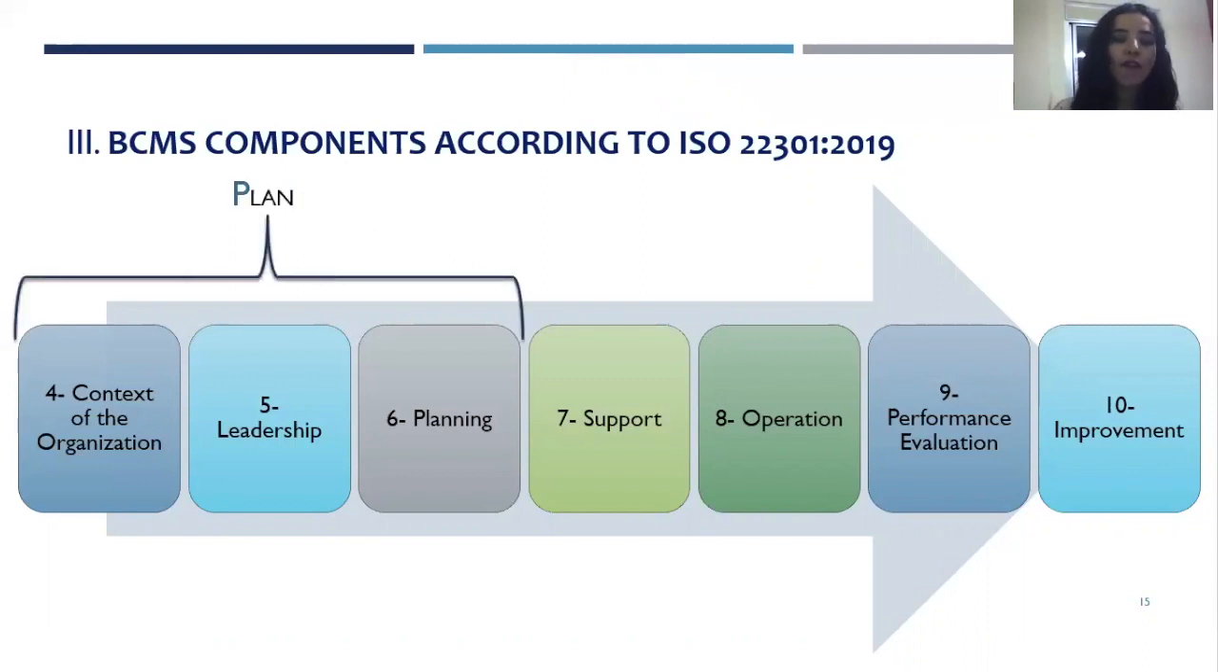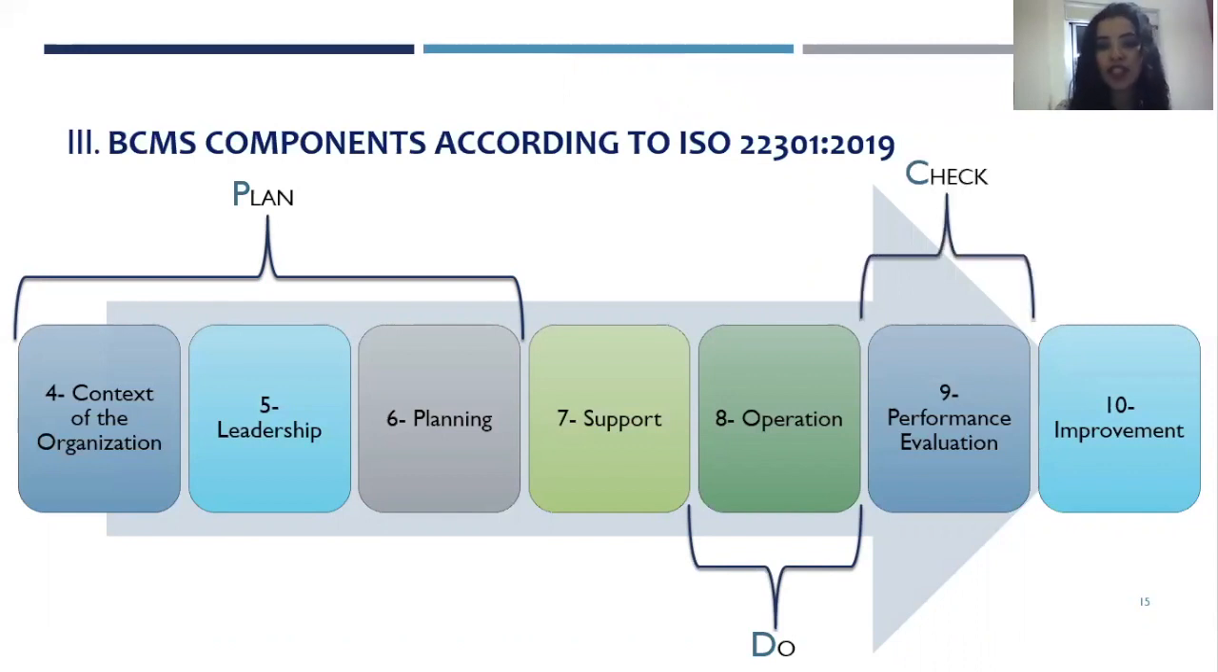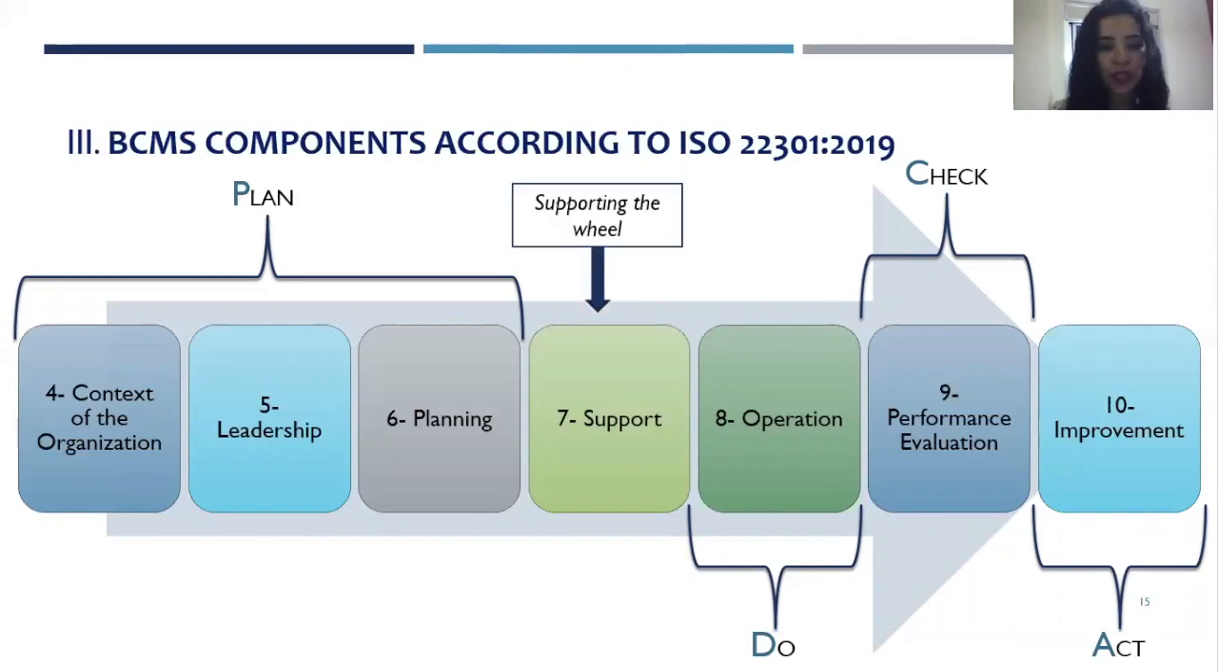So first, 4, 5, and 6 are for the P. This is the planning part. Number 8, the operations is the D, do. 9 is the C for checking. And this is shown in its title, performance evaluation. So this is the quality control part. And the A for act is for the continual improvement that will be shown, followed by the section number 10. Now, as for the section number 7, module number 7, it is the support. It supports all Deming wheel. So it is included or has a role in all the phases that will be followed for the implementation of the standard.